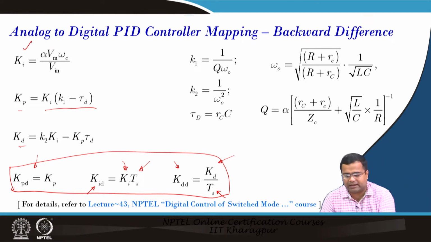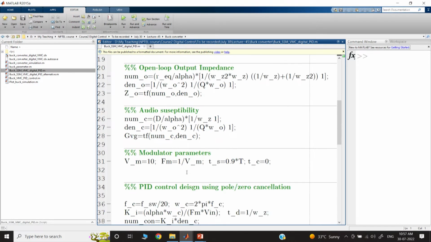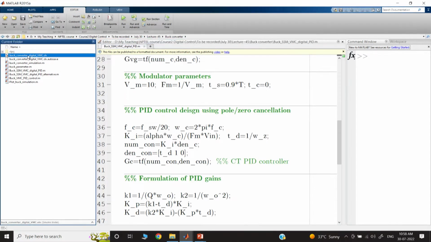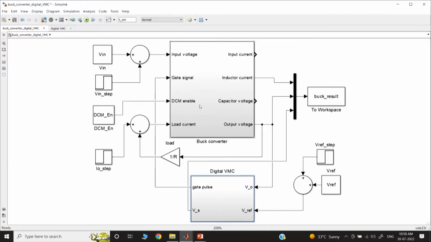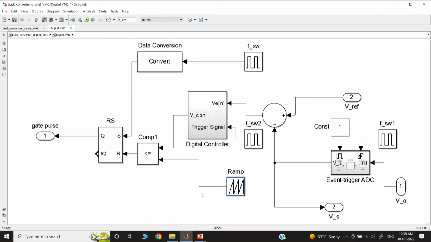So, let us go to the MATLAB case study, where we want to show how to design the PID controller. This diagram shows the voltage mode control buck converter, and we already know the buck converter power stage. In week 3 we discussed in detail, step by step, how to develop this MATLAB model. The digital voltage controller we discussed in lectures 22 and 23, as well as other lectures.